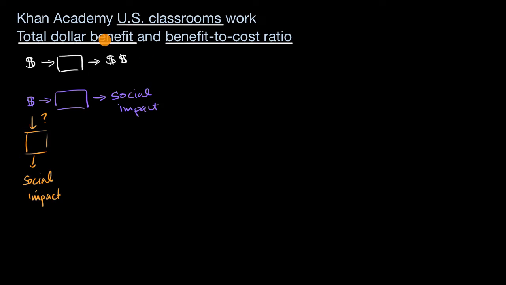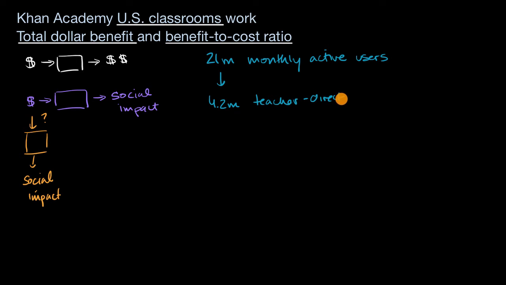So before I get into how we're going to calculate that and the framework, I'll give you some preliminary information that we know about Khan Academy. We know that as of last October, and I'm doing this video in early 2020, we had 21 million monthly active users. These are people who took at least one learning action in the month of October. And I'm using October because that's when back to school is fully in session, and so it's a good month to look at. Now, of those 21 million, 4.2 million are teacher-directed users. Another way you could think about them is these are classroom users.